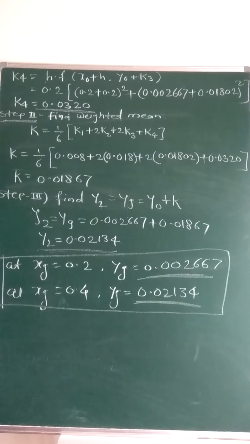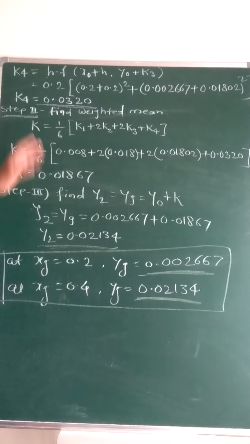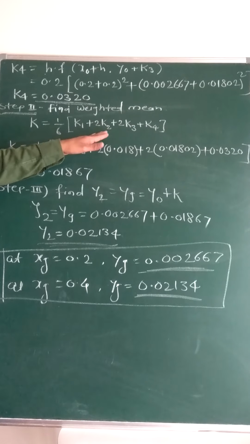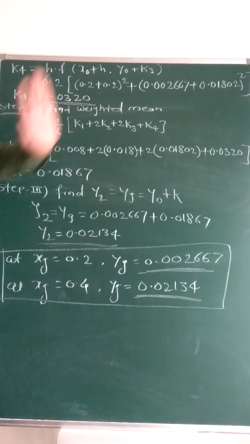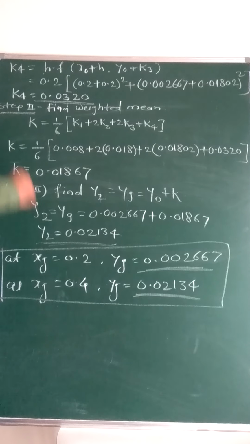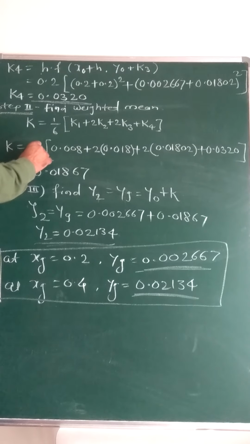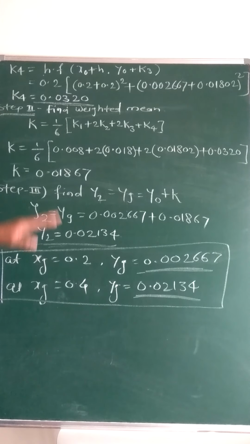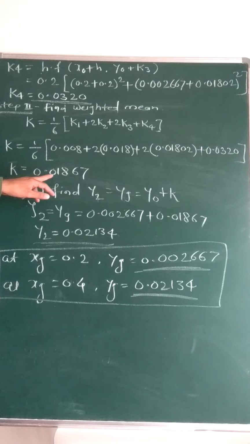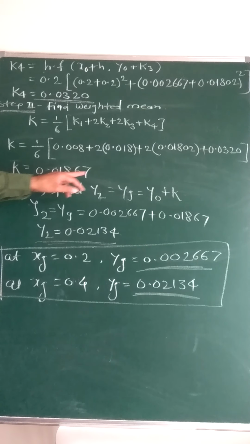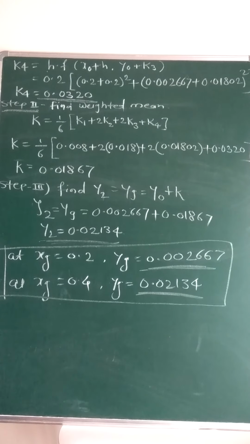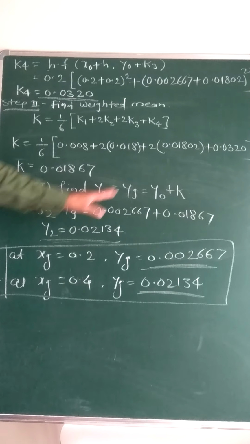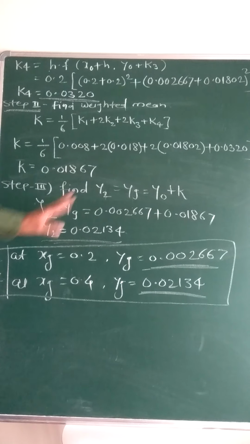Now step number 2 is to find the weighted mean, and the formula is k is equal to 1 by 6, k1 plus 2k2 plus 2k3 plus k4. Therefore k is equal to 1 by 6. Just put the values of k1, k2, k3 and k4. You will get k as 0.01867.